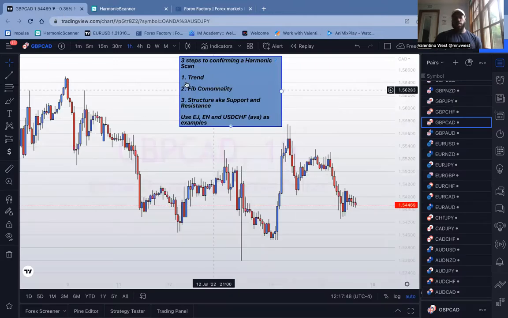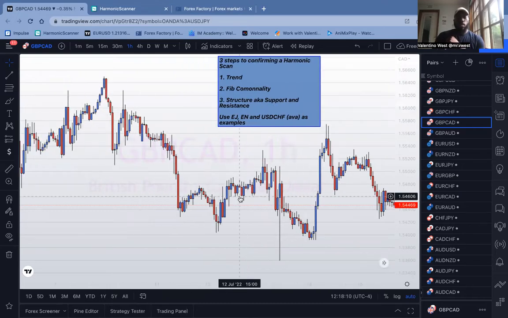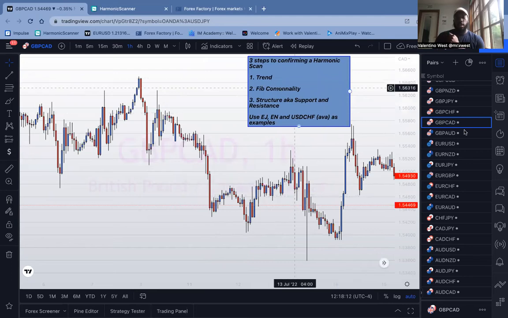Okay. And those rules are going to be number one, is it trending? Number two, is there fib commonality? And I'm going to explain to you what that is. And then number three, is there structure in that area, AKA support and or resistance? So I'm going to start off with the first thing. So number one would be, are we trending?